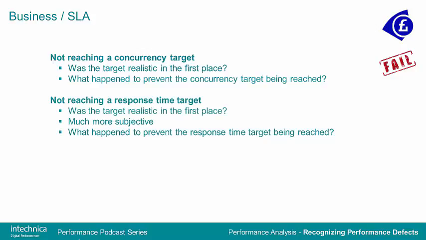Similarly, response time. Was the target realistic? Response time targets tend to be much more subjective and are often aspirational rather than real. Trying to insist that all page requests take less than 1 second, regardless of load or transaction mix, is often a bridge too far and not achievable. We also have to ask ourselves again, what happened to prevent the response time target being reached? Did it just never happen, or did some other type of error occur that prevented this target being achieved?